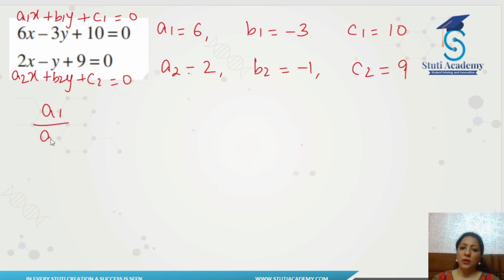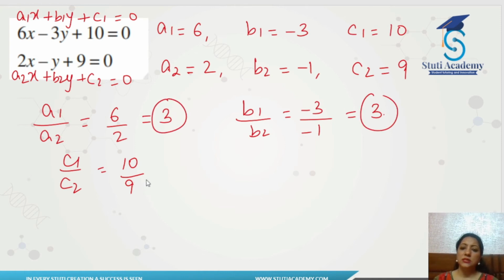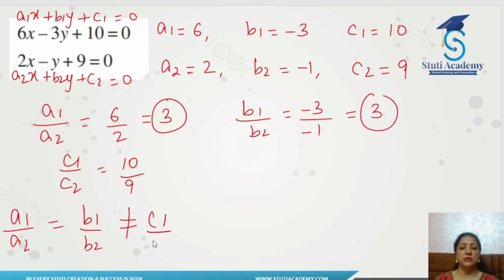Now we have a1 upon a2 here as 6 upon 2. This is 6 upon 2, that you will get 3. b1 upon b2 as minus 3 upon minus 1, that you will get 3 again. And c1 upon c2 is 10 upon 9. We cannot simplify this. We'll stop here. So these two are same, but this one is different. So we can see a1 upon a2 equal to b1 upon b2, not equal to c1 upon c2.